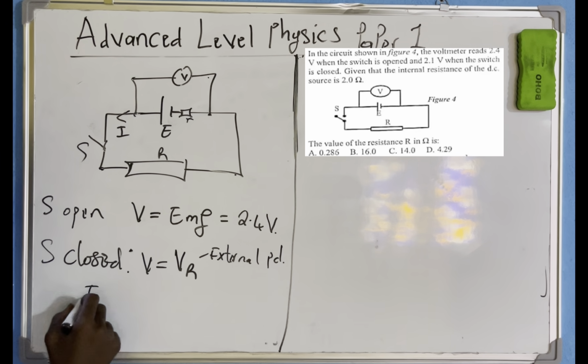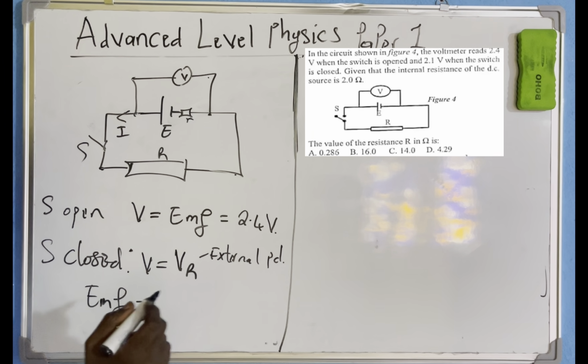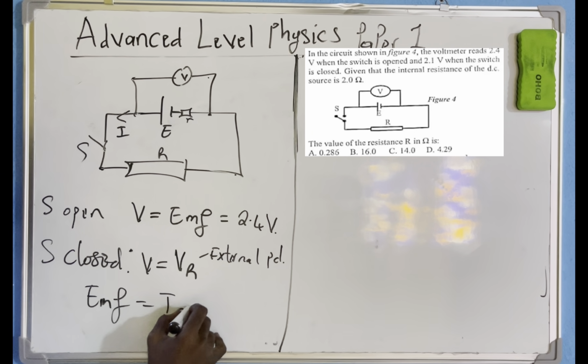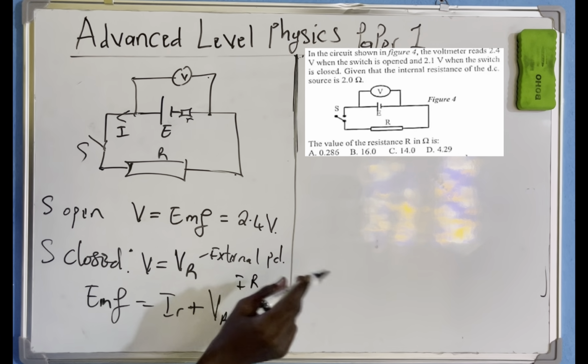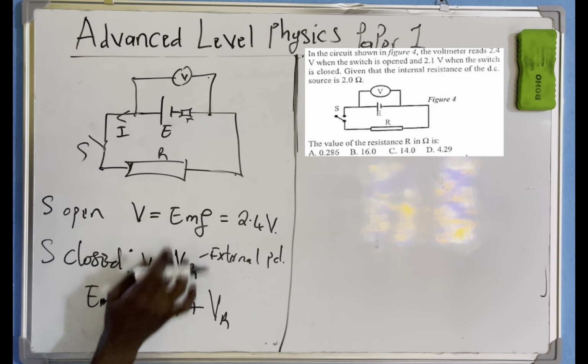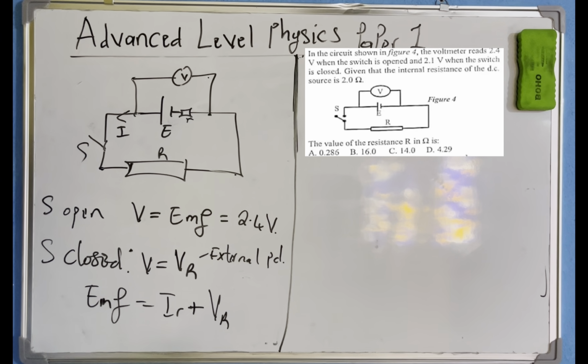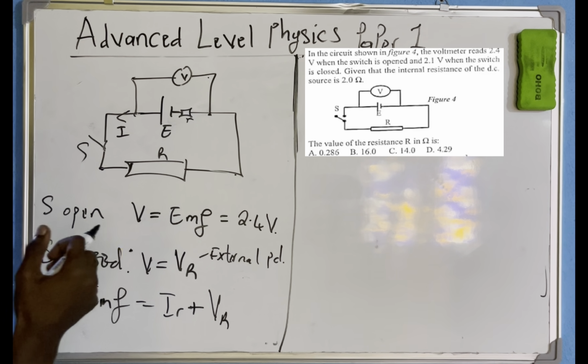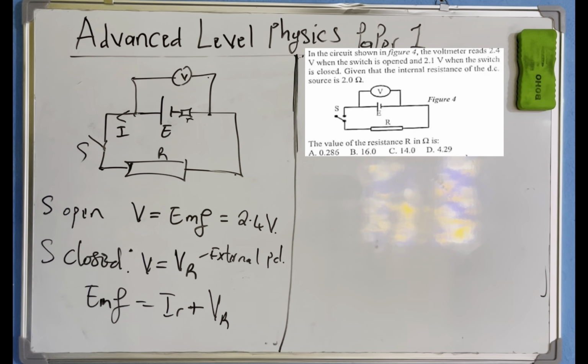From the formula in current electricity, EMF is equal to the internal PD, I small r, plus the external PD, which is VR. Exactly, because as I said, the battery is not perfect.